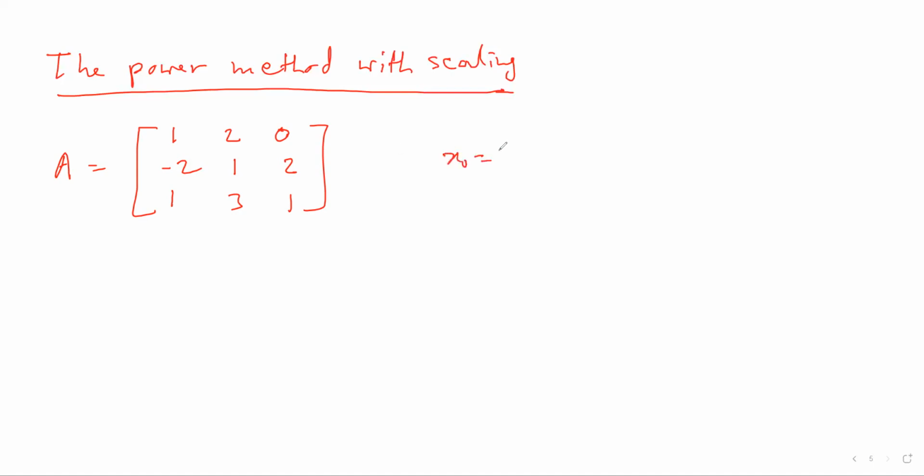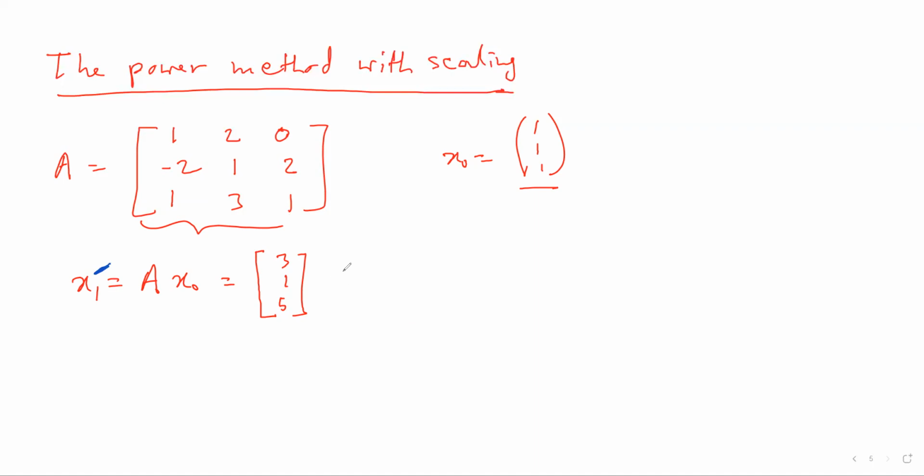Let's use x naught equals 1, 1, 1. So according to the original algorithm, x1 is A x naught. So A is this matrix, x naught is here. If you multiply the two matrices, you will get the column matrix 3, 1, 5. But we are not going to call this x1. X1 is a scaled version of this. Let's call this x1 prime.